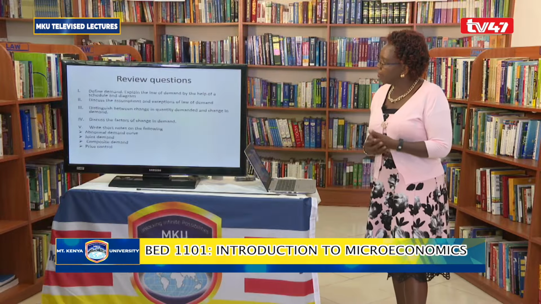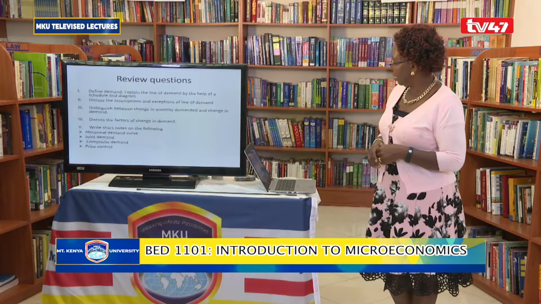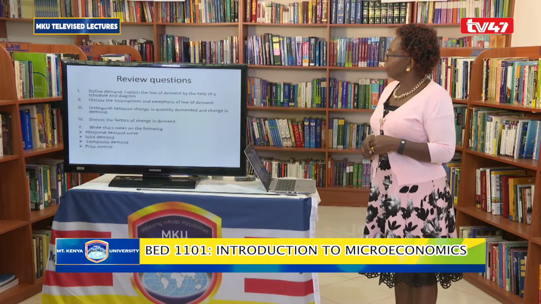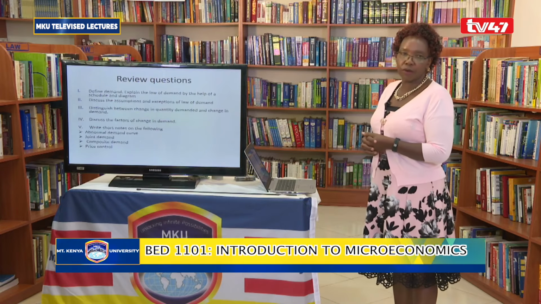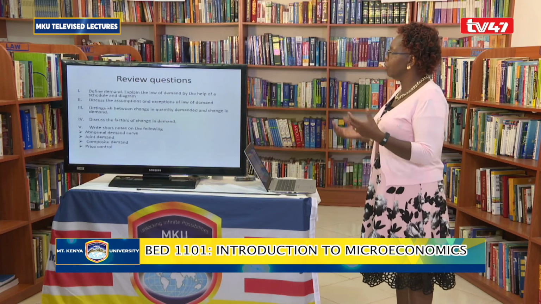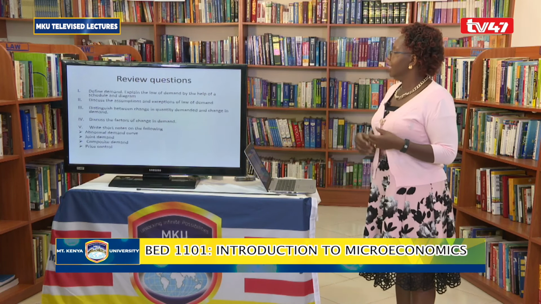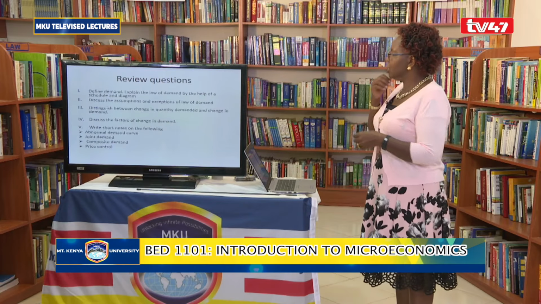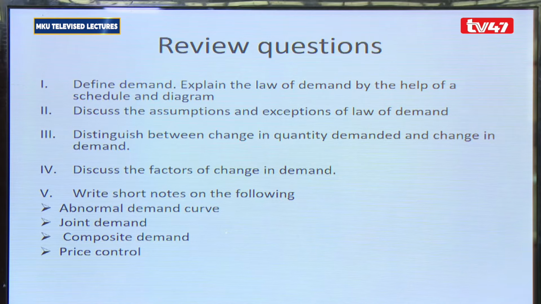Now, I have come again to the end of that lesson. And before we leave, I have a few questions here, which you can do as review questions. I've asked you to define demand, explain the law of demand and the law of supply, the exemptions for the law of demand, distinguish between change in quantity demanded, that is the movement along the supply curve and demand curve, and similarly the shifts of both curves. Then I ask you to write short notes on abnormal demand curve, joint demand, composite demand, and finally the price control.